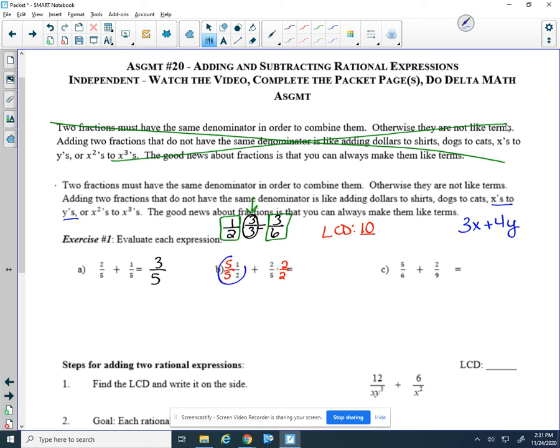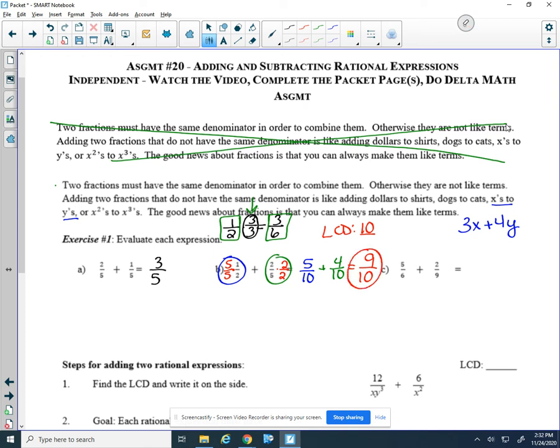So my first multiplication becomes 5/10, which is equivalent to my original 1/2. My second multiplication becomes 4/10, which is equivalent to my original 2/5. Now they are like terms. They're both tenths, so I can add them together. 5 of them plus 4 of them is 9 of them, and I have tenths. So this is the answer to this one.